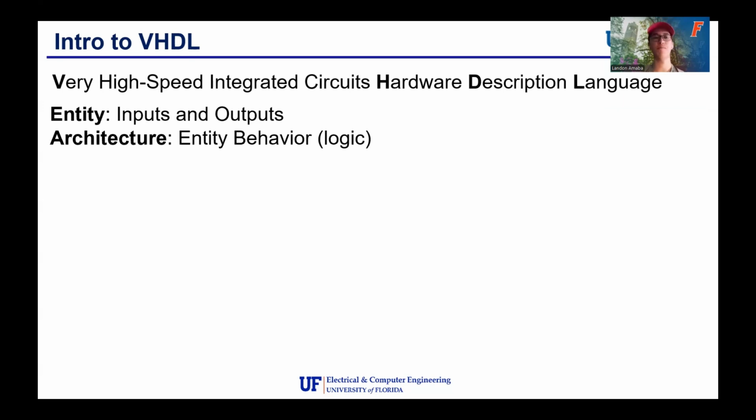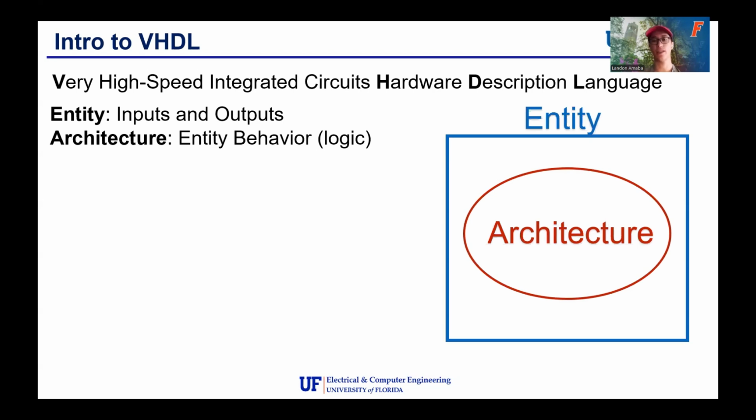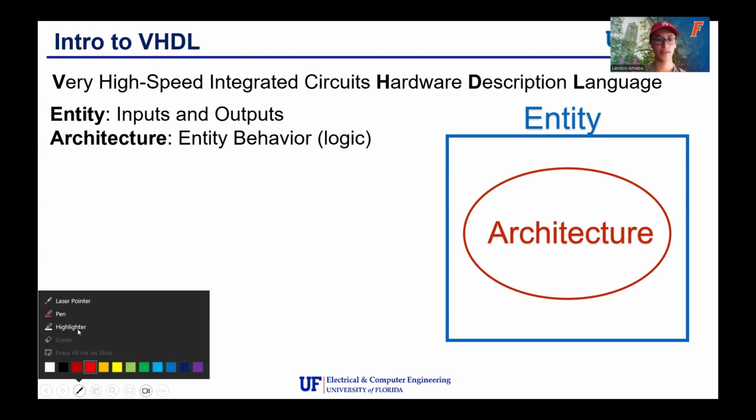So the two main blocks of VHDL are going to be the entity and the architecture. So the entity, you can think of it as the black box, the inputs and the outputs, and the architecture is the entity behavior or the logic that lies within. So if you look off to the right, this is kind of a good way to visualize it, where the entity will encompass things in and out of the system, and the architecture will describe how those inputs will interact with each other to create our necessary outputs.